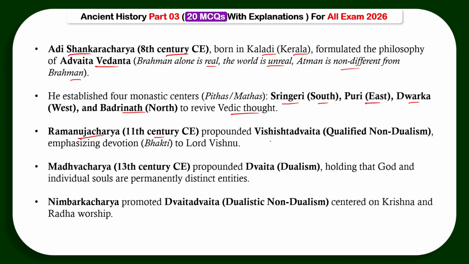Ramanujacharya, 11th century CE, propounded Vishishtadvaita, qualified non-dualism, emphasizing devotion, bhakti, to Lord Vishnu. Madhavacharya, 13th century CE, propounded Dvaita, dualism, holding that God and individual souls are permanently distinct entities. Nimbarkacharya promoted Dvaitadvaita, dualistic non-dualism centered on Krishna and Radha worship.